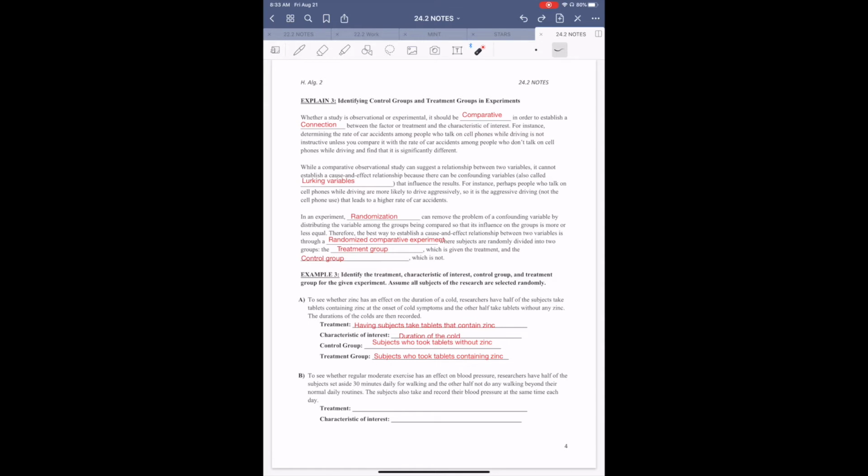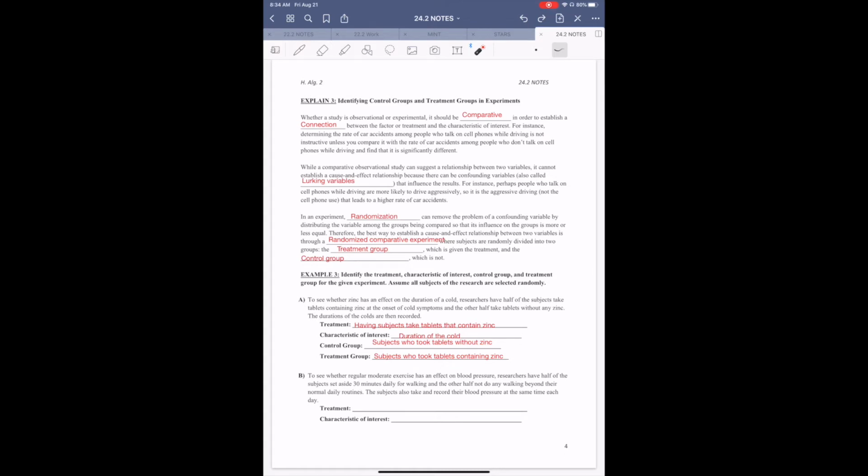Okay. Now, look at B. B says, to see whether regular moderate exercise has an effect on blood pressure, researchers have half of the subjects set aside 30 minutes daily for walking, and the other half do not do any walking beyond their normal daily routines. The subjects also take and record their blood pressure at the same time each day.